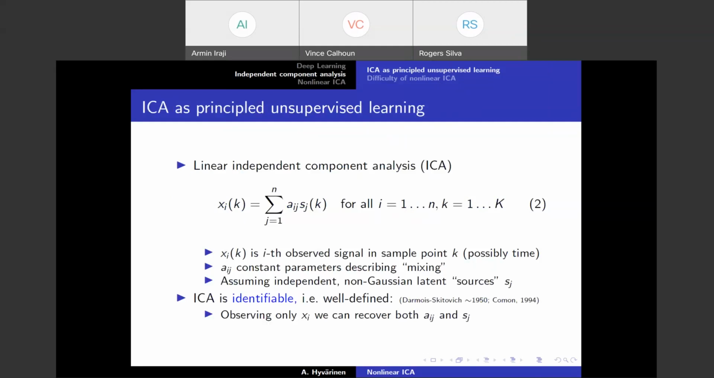Now, this is definitely not true for many different generative models, as I will explain later, but it is in particular true for ICA, and it is fundamentally based on the assumption that these independent components are non-Gaussian and also statistically independent.